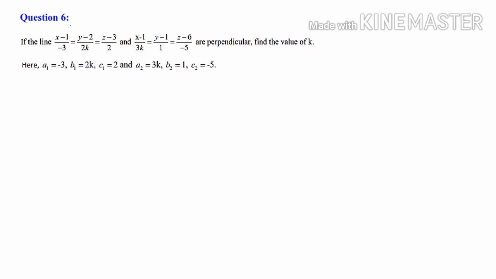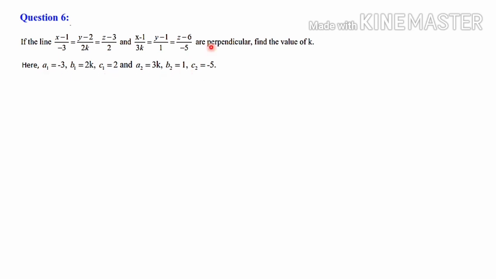Here this equation is in the form (x minus x1) by a, (y minus y1) by b, (z minus z1) by c. Since two equations are there, we can take it as a1, b1, c1, and here it is a2, b2, c2. So a1 is minus 3, b1 is 2k and c1 is 2, and a2 is 3k, b2 is 1 and c2 is minus 5. First of all, you have to go through the equation carefully, because we must check the coefficients of x, y and z and compare them with the general form. By comparing, we have written a1, b1, c1, a2, b2, c2.